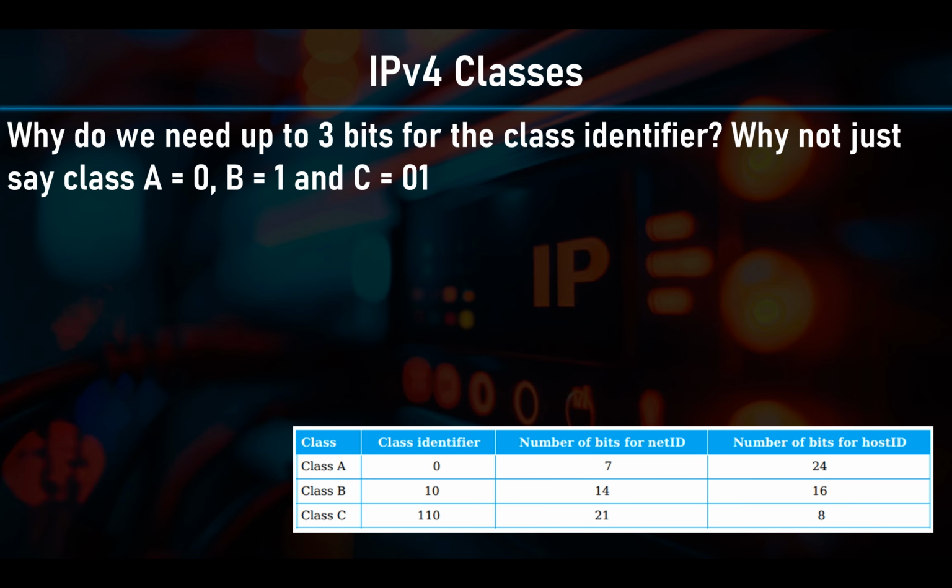So let's think then, why do we need up to 3 bits for the class identifier? Why can't we just say Class A is 0, Class B is 1, and Class C is 01? So again, you can pause the video or have a think about that if you want.